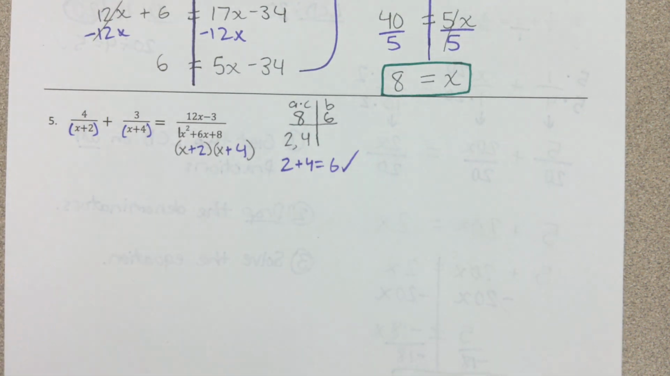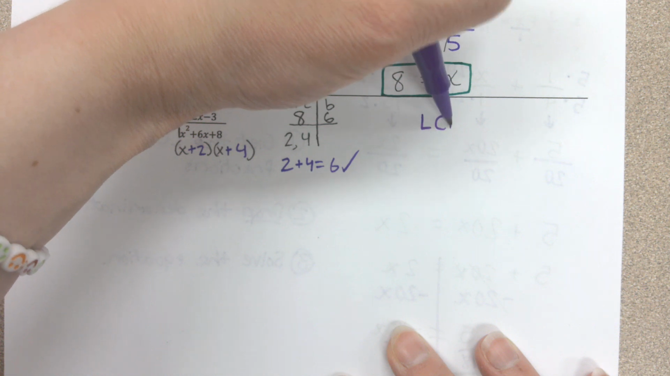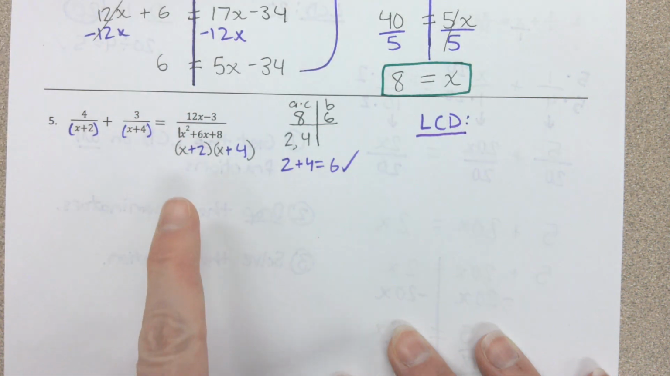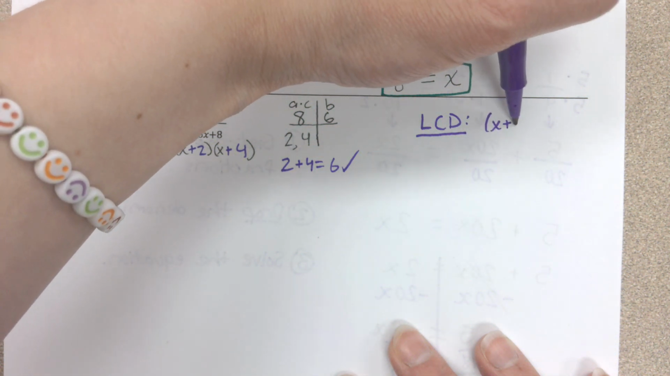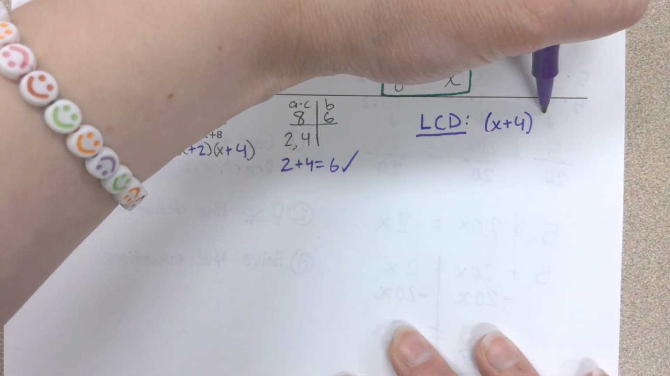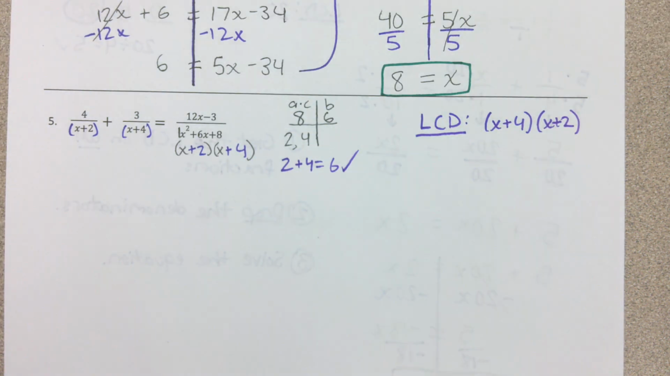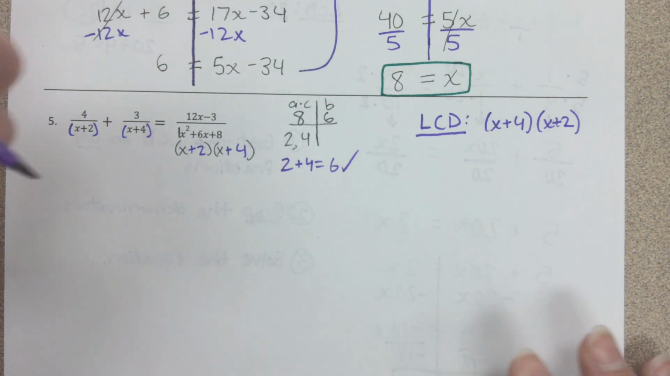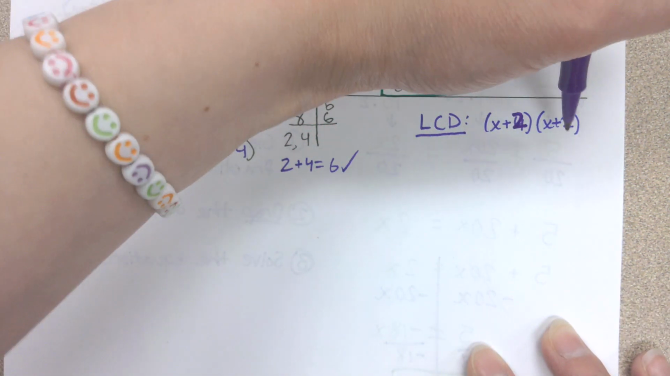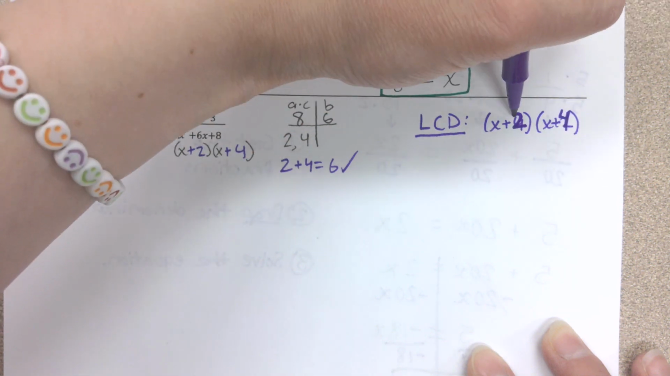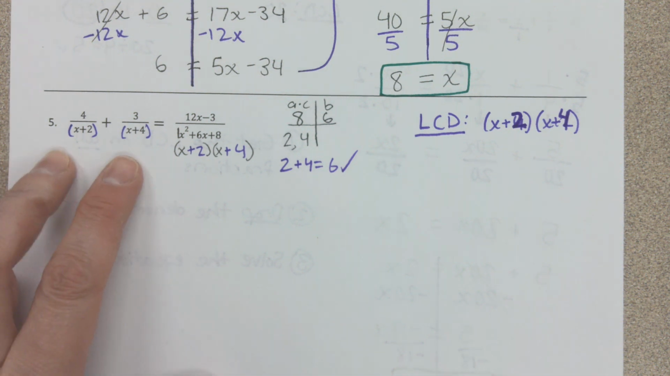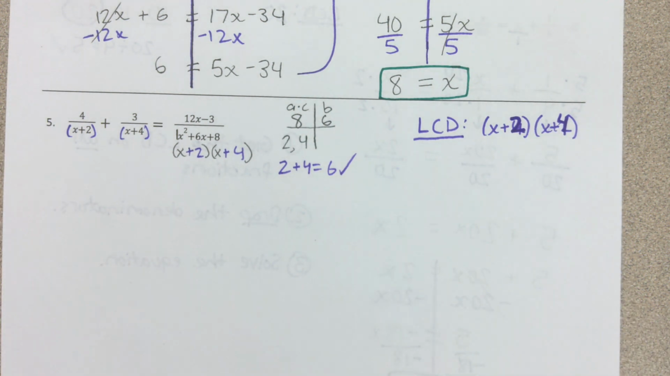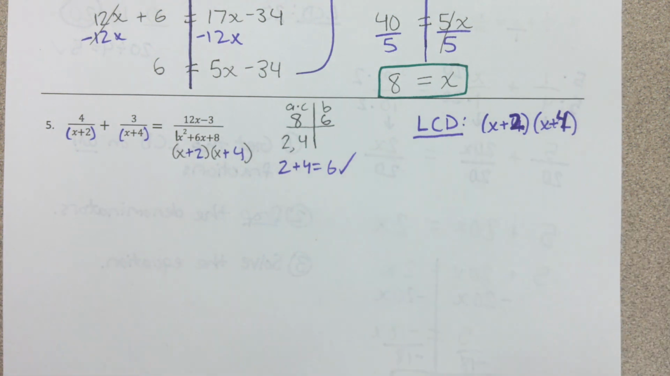Hopefully looking at that now you know what the LCD is. This fraction has x plus 2 and x plus 4, so that has to be part of the denominator, of course. The order does not matter, but I am going to flip it around so that it's the same. x plus 2, x plus 4. And then the other two fractions each have one of those parts. So that is our LCD. We can turn all three denominators into that.